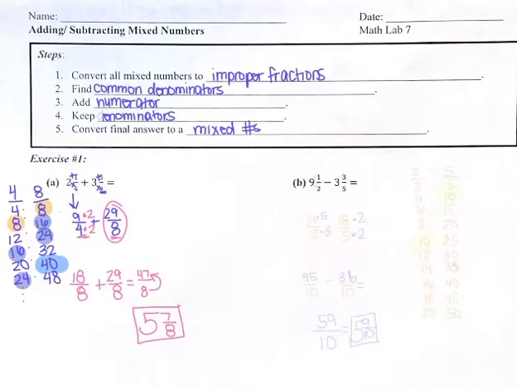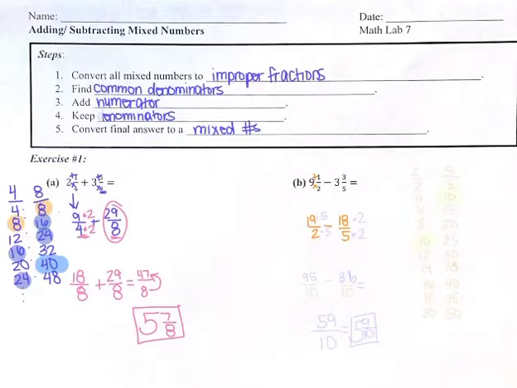We're going to do the same thing with subtraction. Convert these numbers over here to improper fractions. 9 times 2 is 18, plus 1 is 19 over 2. 5 times 3 is 15, plus 3 is 18 over 5. Subtraction in the middle.